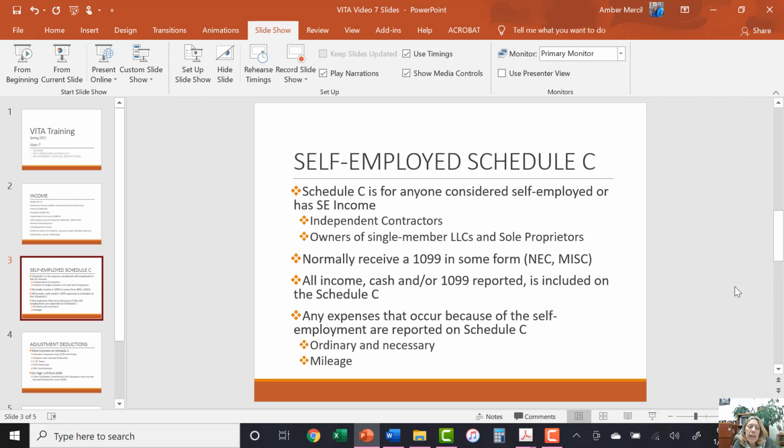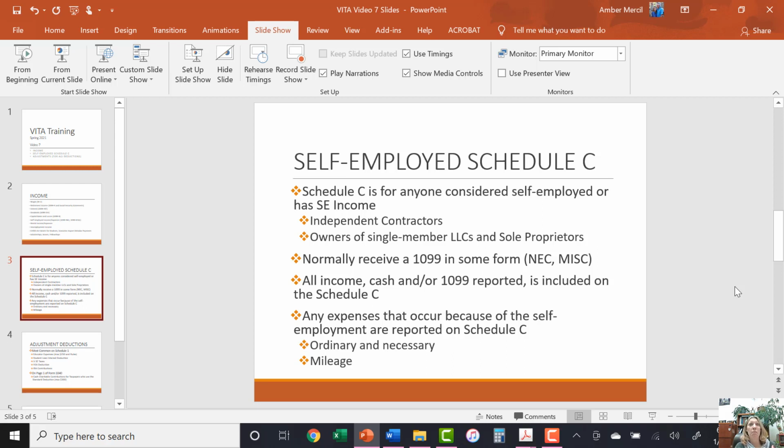Some people just have mileage or something like that. But that profit amount is going to be subject to self-employment taxes. And a lot of times when people owe money to the IRS, it's because they owe self-employment taxes, not necessarily because they owe federal income tax. A Schedule C is for anyone considered self-employed, or if they have self-employed income, like a side job.